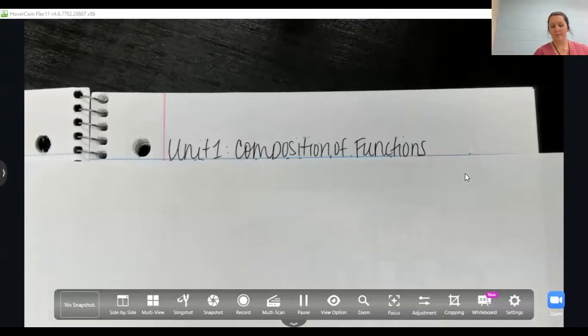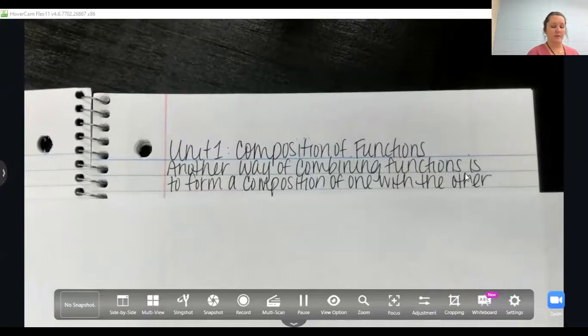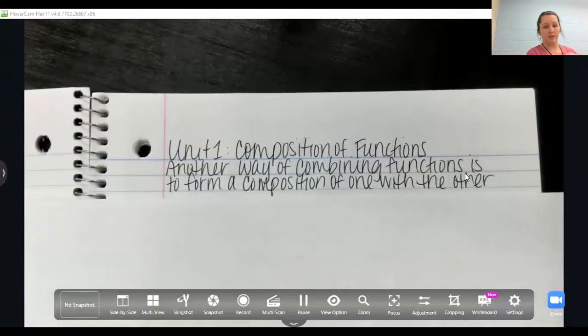Okay, so we just talked about operations with functions. We did adding, subtracting, multiplying, and dividing. There is another way to combine functions, and that way is composition of functions. So if you want to title your notes, Unit 1, we're still in Unit 1, composition of functions. Another way of combining functions is to form a composition of one with the other. So we'll talk about what that means today.